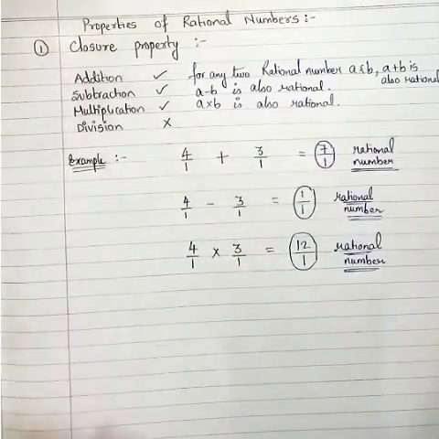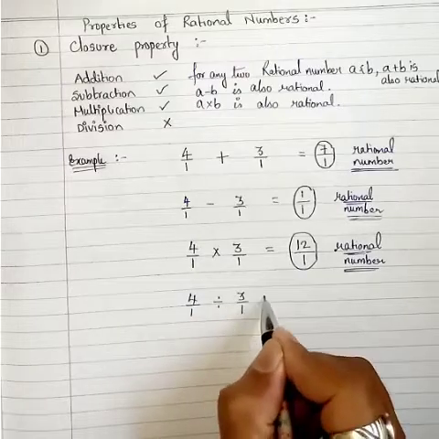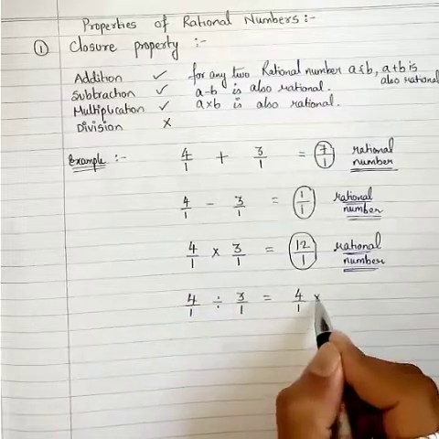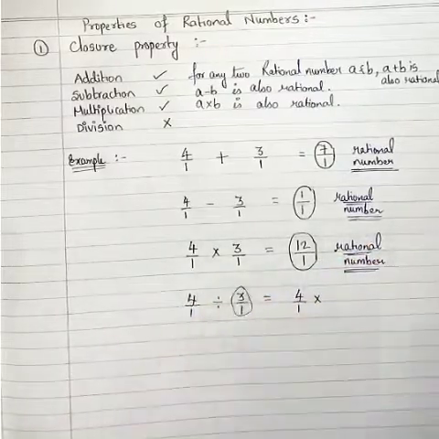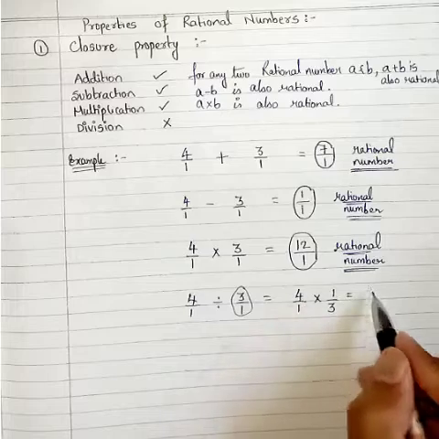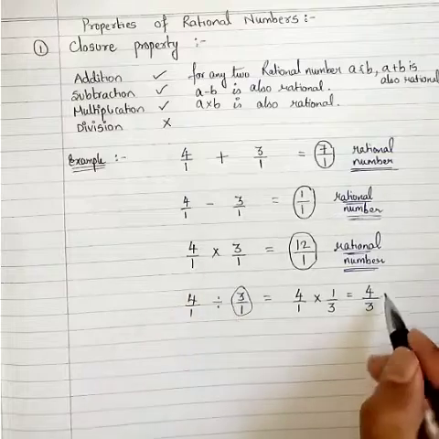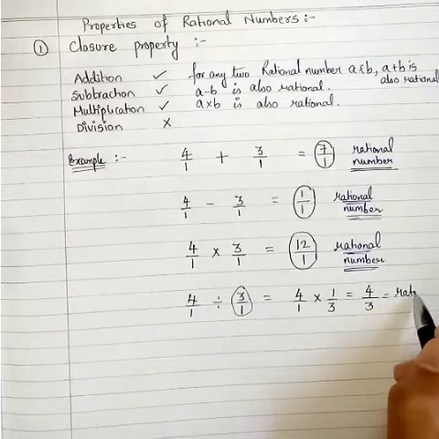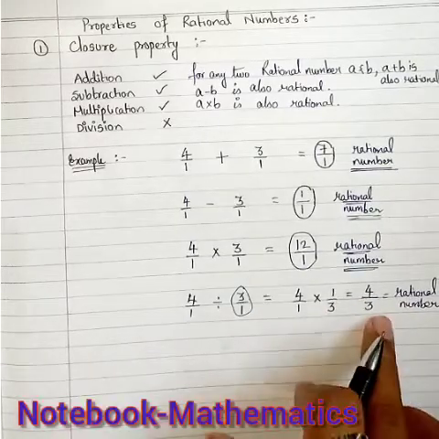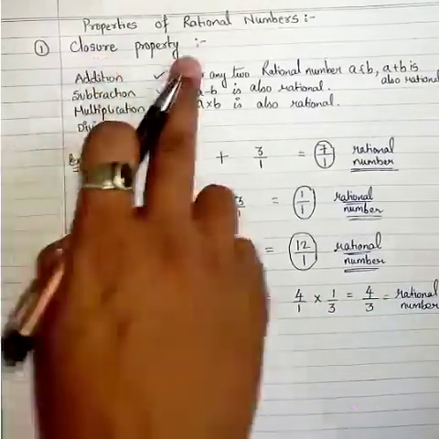Now coming to the division part, if I write like this, 4 by 1 divided by 3 by 1, right? For division we are changing it to multiplication, and the number on the right-hand side of the division will be the reciprocal. So I will get 4 1s are 4, 3 1s are 3, the same rule of multiplication. So you will get 4 by 3, which is again a rational number. So from here I can say division is also, sorry, division is also following the closure property.